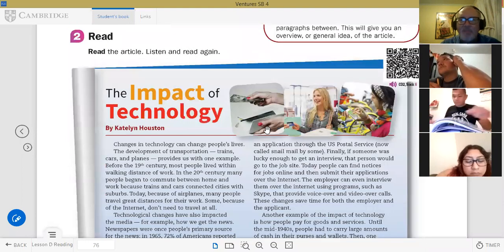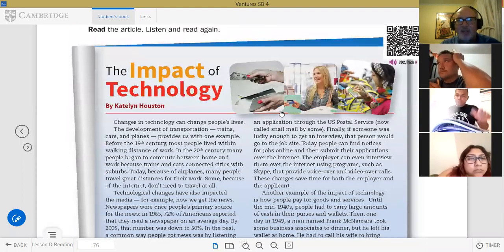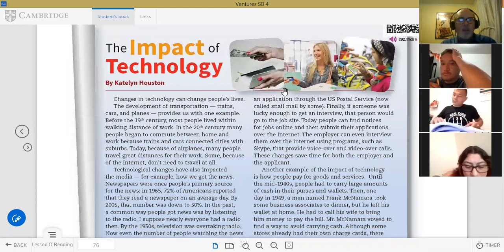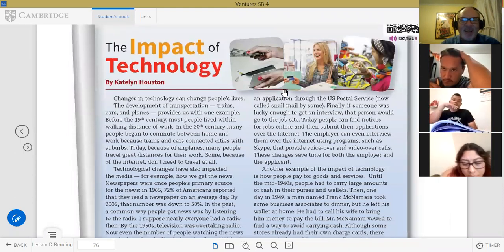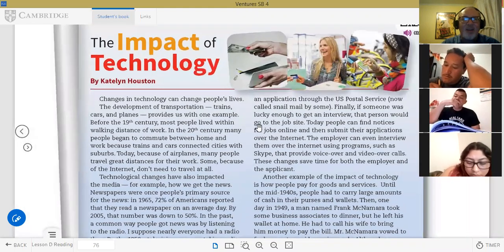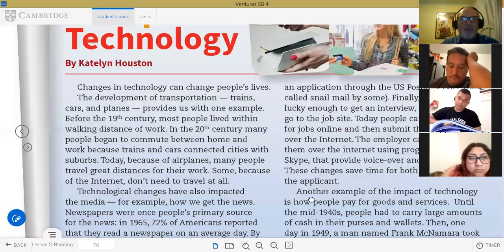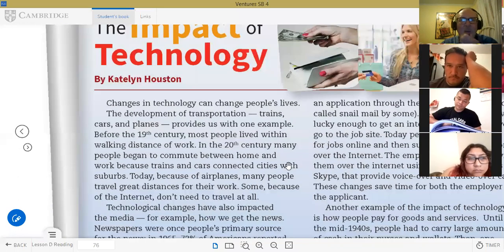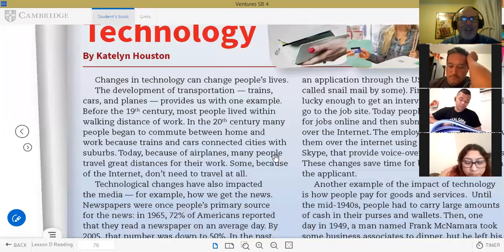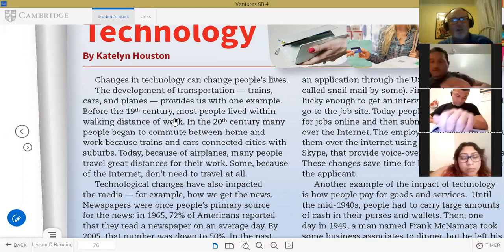Got it. It says the impact of technology, since we're talking about technology tonight. All right. Let's read this story together and learn about all of these technologies that have changed the way people live. Okay? Changes in Technology by Caitlin Houston. Do I have a volunteer to read the first part for me? Jose, you want to try? Yeah. Sure. Go for it.